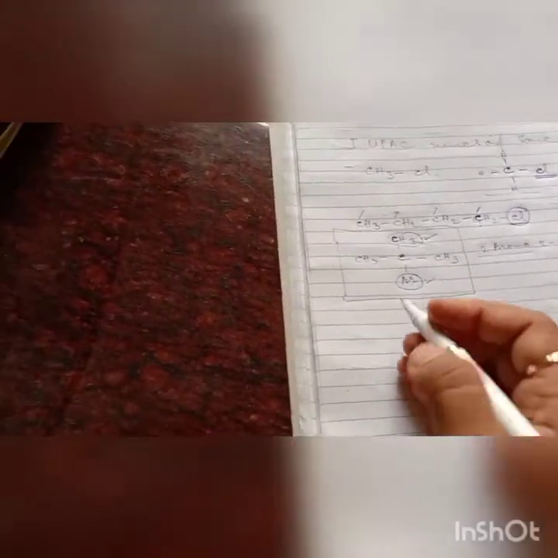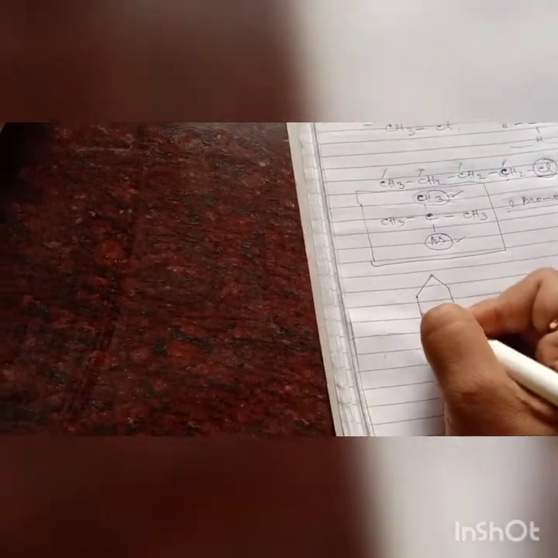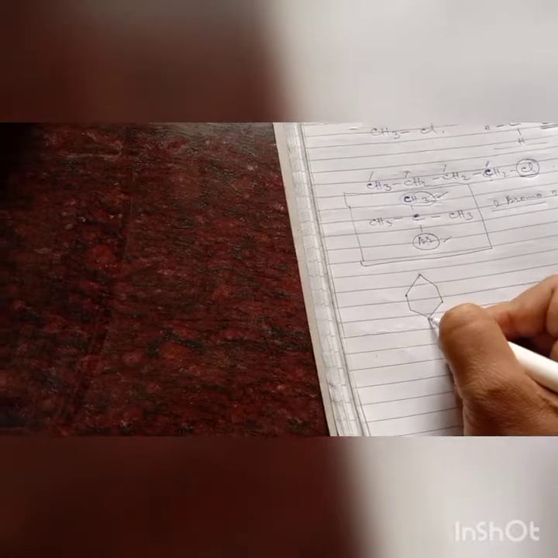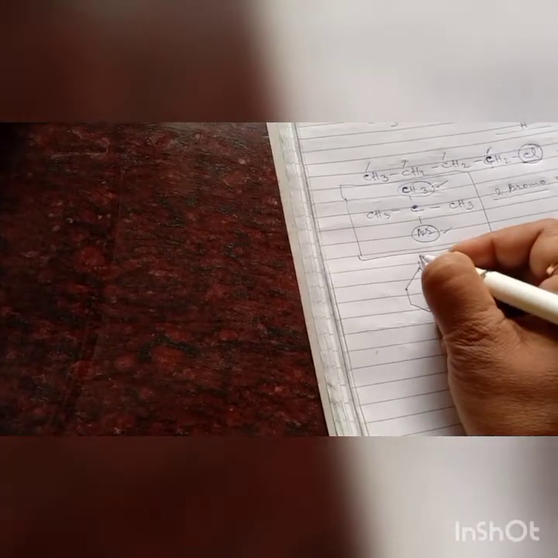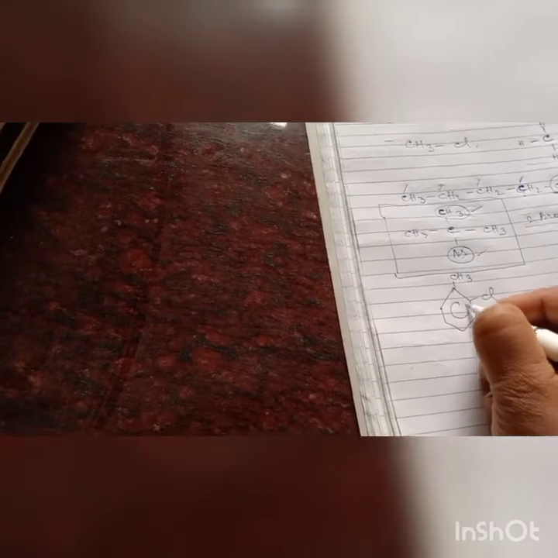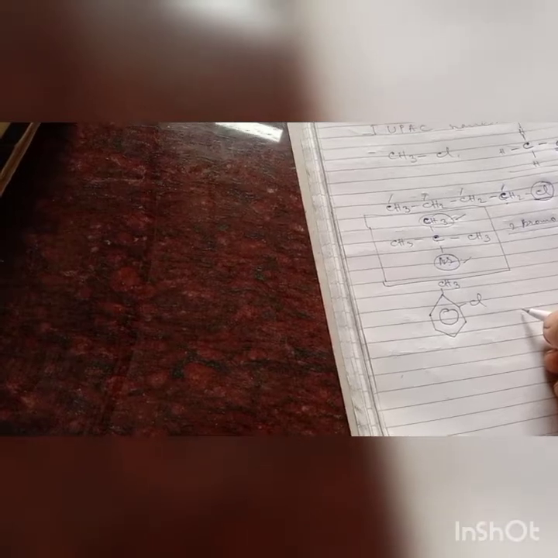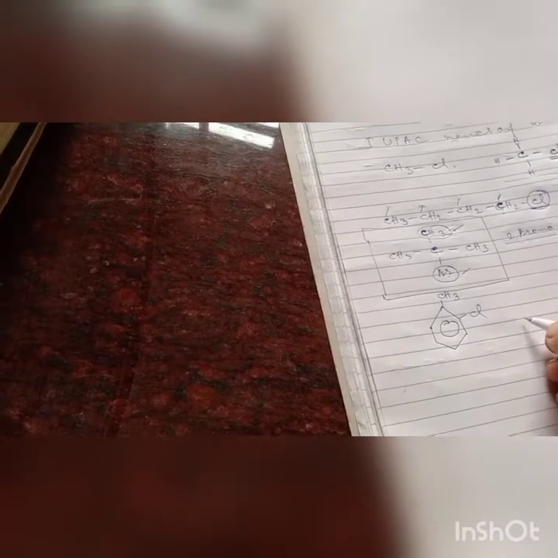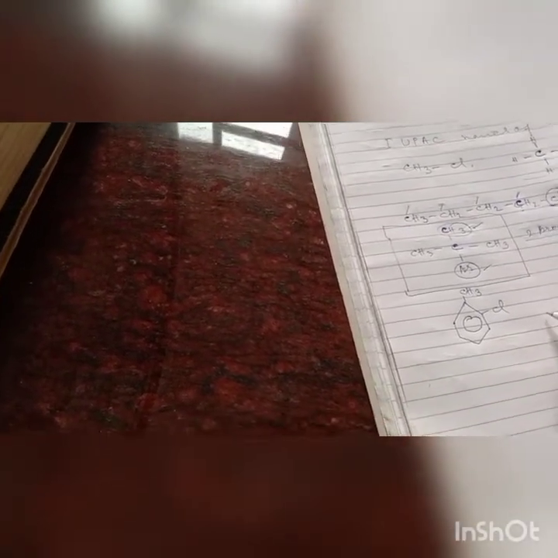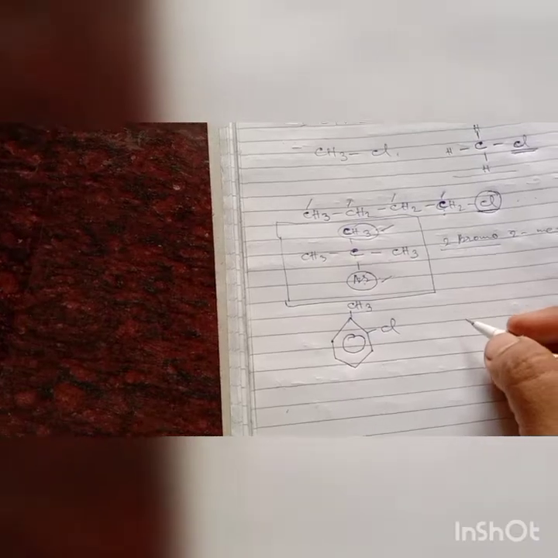Okay, if you write CH3 Cl on a benzene ring, its common name is orthochlorotoluene, and its IUPAC name is 2-chlorotoluene.